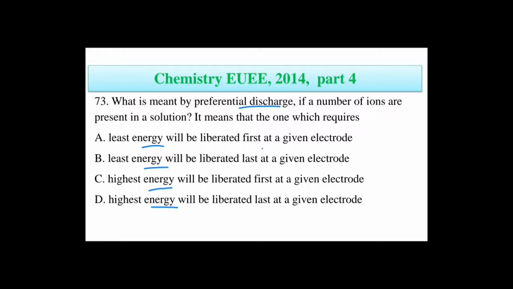So the ions which require the least energy will be liberated first at a given electrode. Least energy means least reactive, or least potential energy, meaning less reactive or stable. So the correct answer is A: least energy will be liberated first at a given electrode.